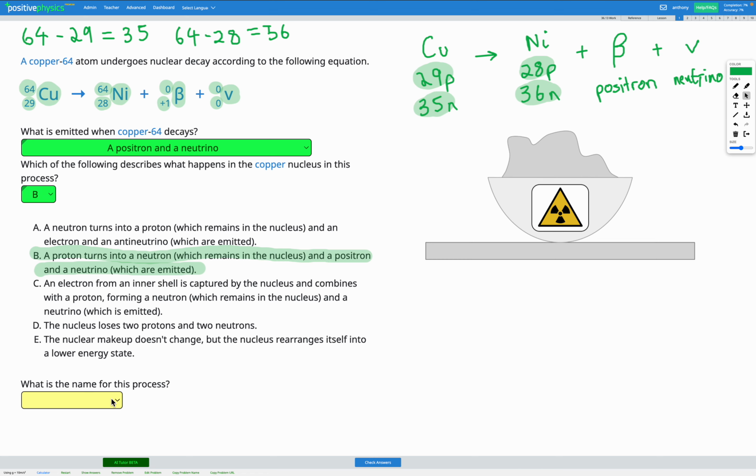And what is the name for this process? Well, this process is positron emission. You'll notice this looks very similar to beta decay. In beta decay, a neutron turns into a proton and emits an electron and an antineutrino. This is kind of the opposite of that process. In this one, a proton turns into a neutron, producing a positron and a neutrino. Let's do one more question.